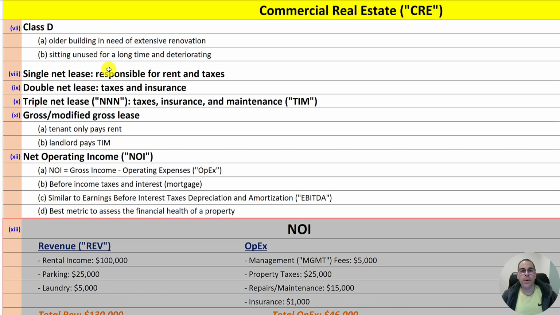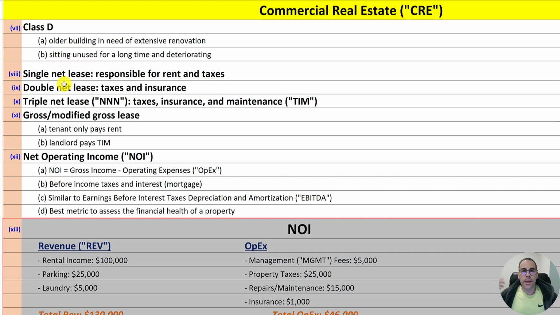And once you buy a property, you want to rent it out. You may use a single net lease. That means the tenant is responsible for rent and taxes. If you offer double net leases, the tenant pays their rent, taxes, and insurance. I think the most common is triple net.